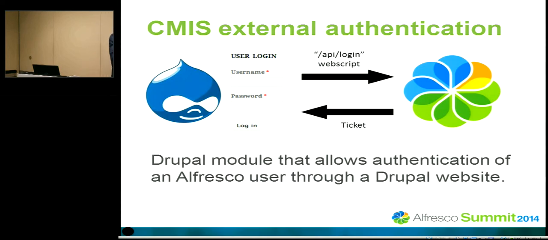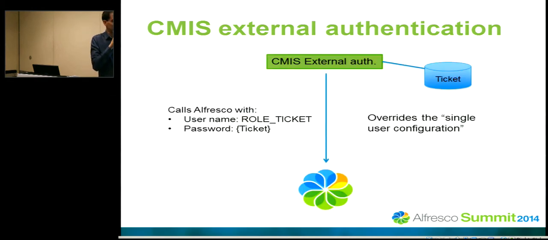So I started to work on a new Drupal module depending on the parent CMS API module, and I simply wanted to use the out-of-the-box Drupal login form, asking a ticket, an authentication ticket, to Alfresco, and store it in my Drupal module. This is what I made, and so I'm saving the ticket in the Drupal module, and I'm overriding this single user authentication in the CMS API parent module. When I want to do a call to a CMS, I'm sending role ticket string as username and the ticket as password. Using a ticket was important for me because I'm not saving any user password in the CMS Drupal module.